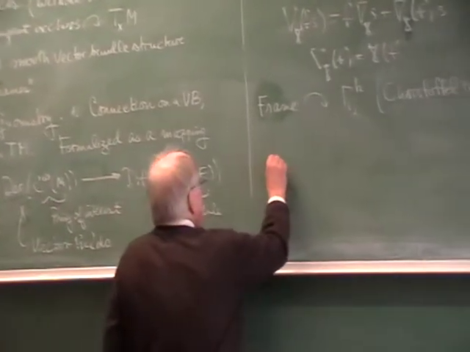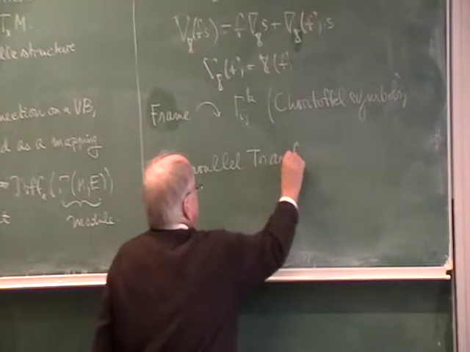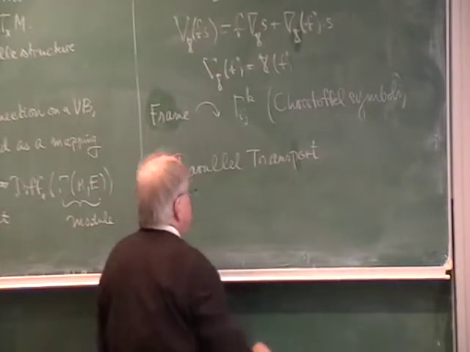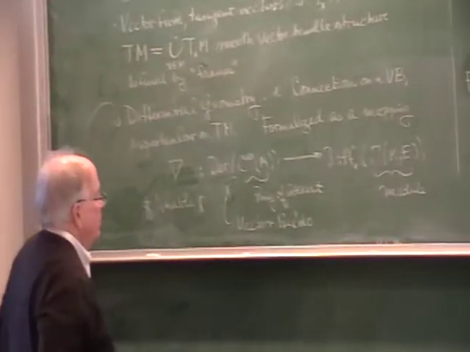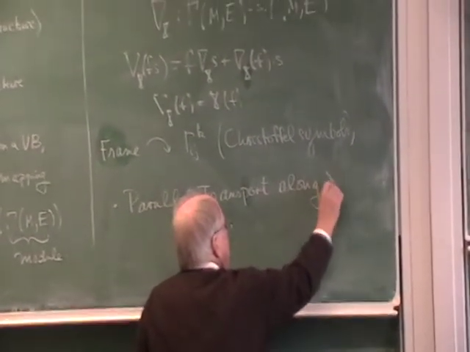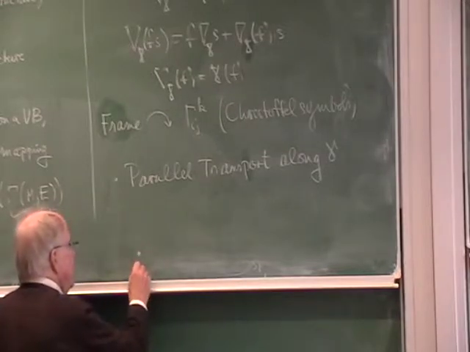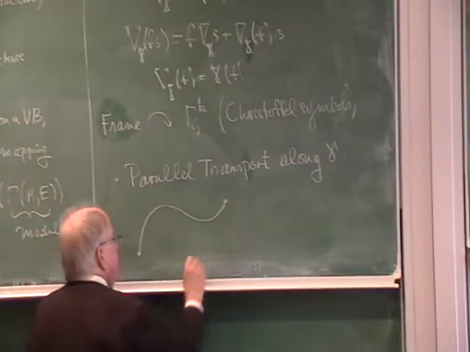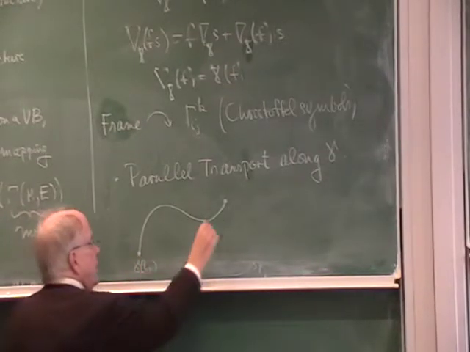And after that, I want to talk in detail about parallel transport. I'm just telling you now what I'm going to talk about in this block of four lectures. Parallel transport along a curve. Curves here are always called gamma, smooth curve. Sometimes the curves are only piecewise smooth, but let's not worry about that right this moment. And the idea is this: you have a smooth curve going, say, from a point gamma at time t0 to gamma at time t1.